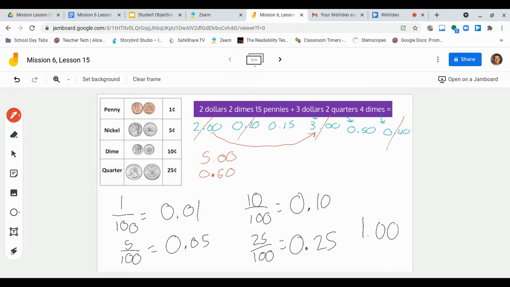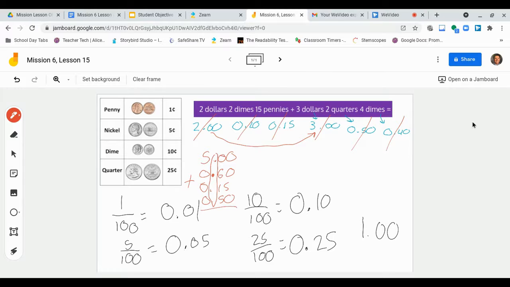And then I have pennies, 15 cents, and then quarters, 50 cents. I'm running out of space, but we'll make it work. All I'm going to do now is add all these together. Notice how I lined up my decimals, just like we've talked about when adding decimals. We have our decimals lined up across the board, so now I can just add them.